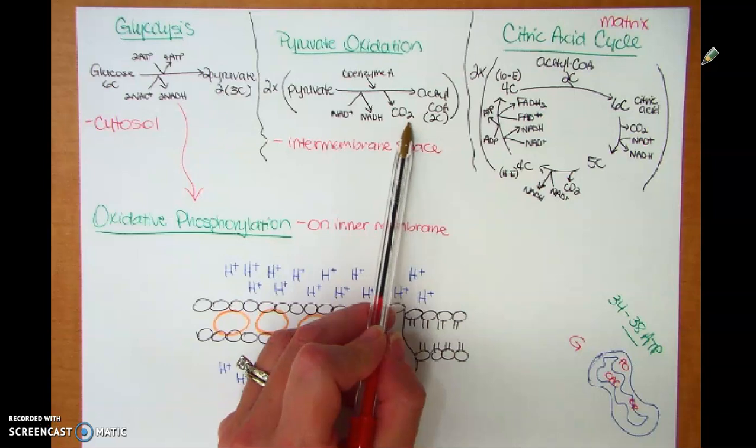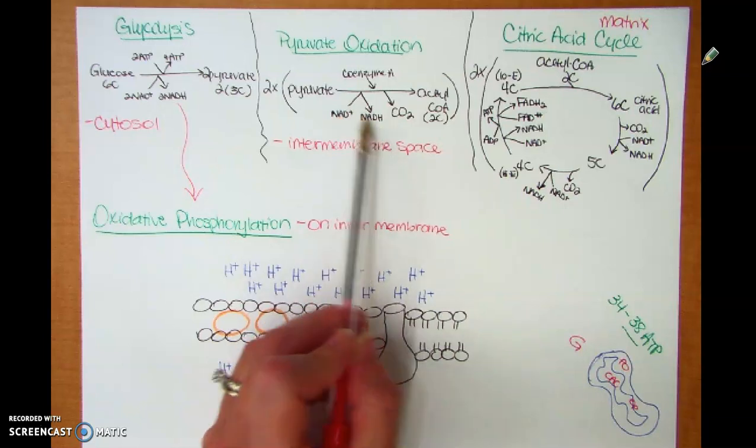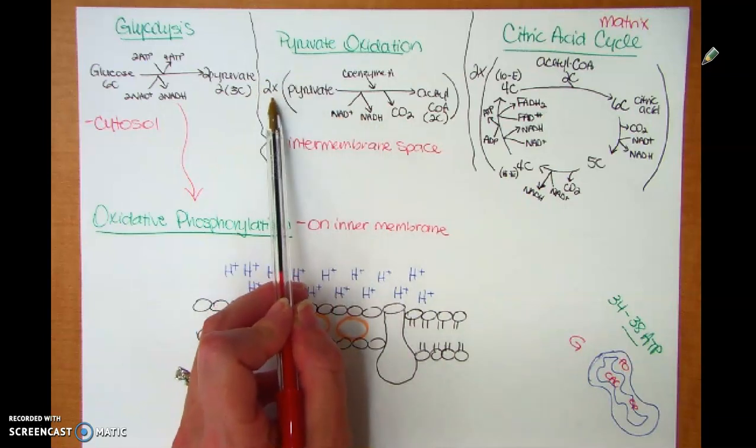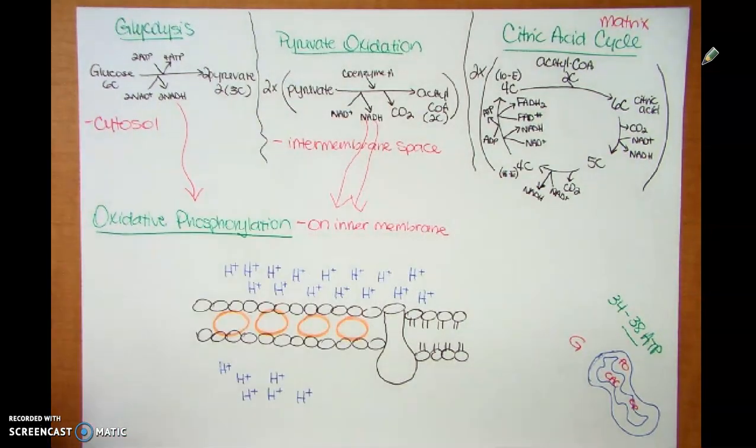Over here, pyruvate, we're going to break off another carbon. So again, anytime you break a bond, energy is released in the form of electrons. It goes to this NAD+ to reduce it to NADH. There are actually two of them because this is happening twice. And they're going to go down to oxphos.